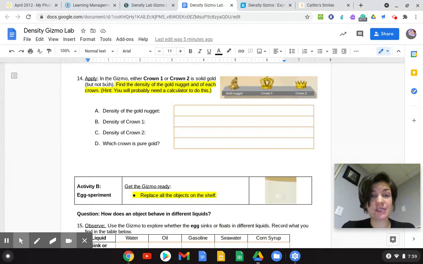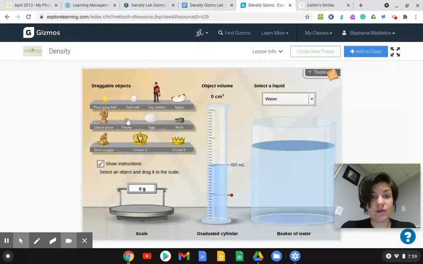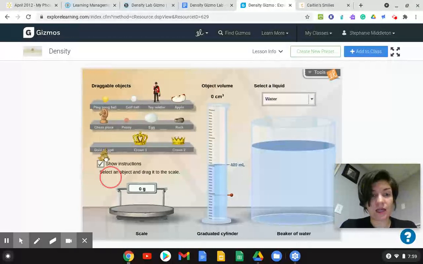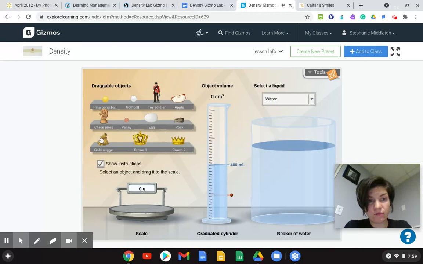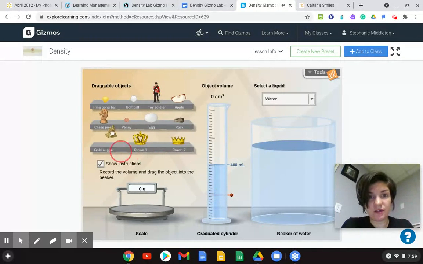Okay, number 14. In the gizmo, either crown 1 or crown 2 is solid gold, but not both. Find the density of the gold nugget and of each crown. Hint, you will need a calculator to do this. Okay, so first you'll take the gold nugget. You'll find the density of the gold nugget. Boom. Mass, whatever that was, divided by the volume. Bam. There she be.